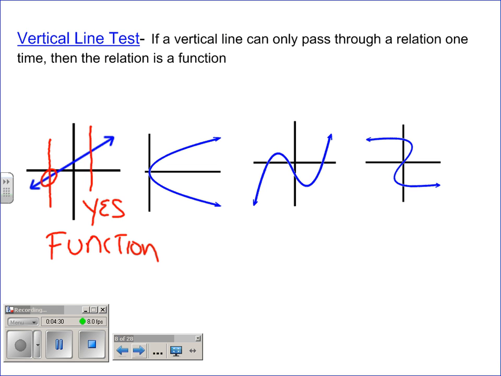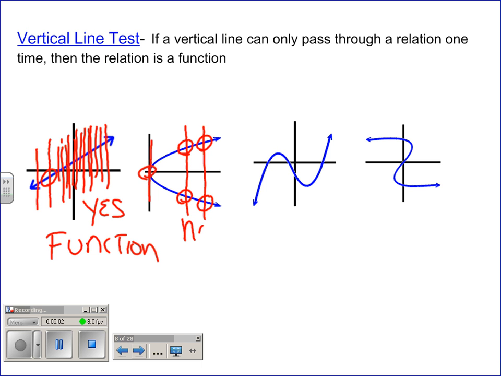Now I have to check to make sure that wherever I draw the line, it will only go through once. Because if there's any point where the vertical line goes through the relation more than once, then it won't be a function. Let's look at the next example. In this case, even though there's a place where the line only goes through the relation one time, there are other times where the vertical line passes through the relation 2 times. So no, this example is not a function.